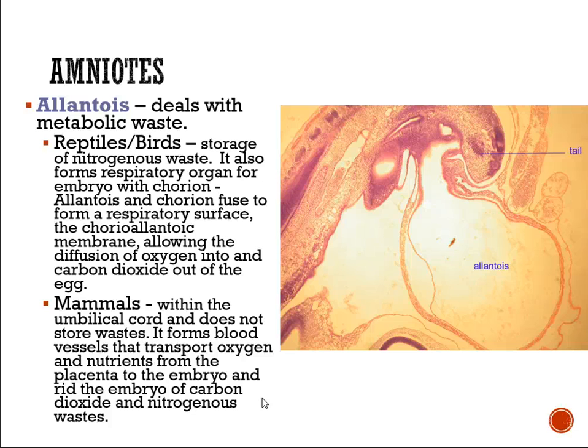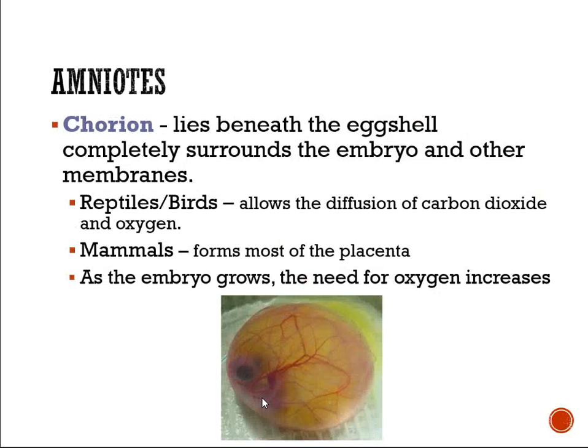Now, in mammals, the allantois is going to be within the umbilical cord. It doesn't store waste, but it does form the blood vessels that are going to transport the oxygen and the nutrients from the placenta to the embryo. Then it's going to take the carbon dioxide from respiration and the nitrogenous waste from cellular metabolism, and those will be dealt with by the mother.